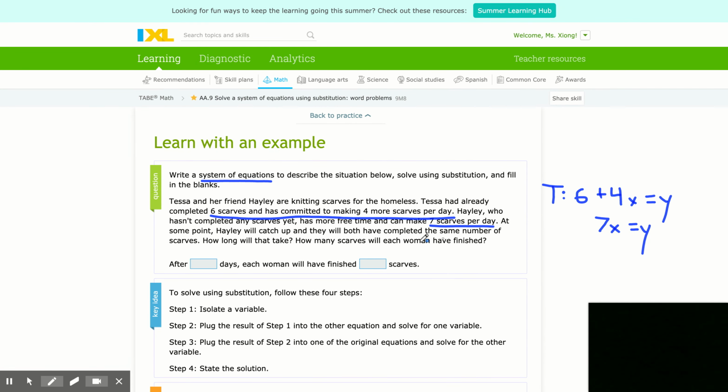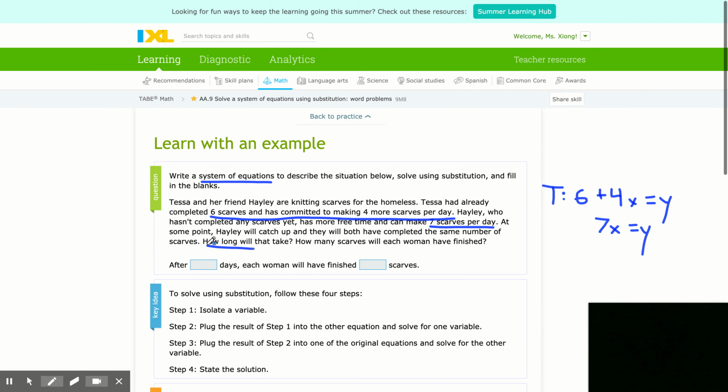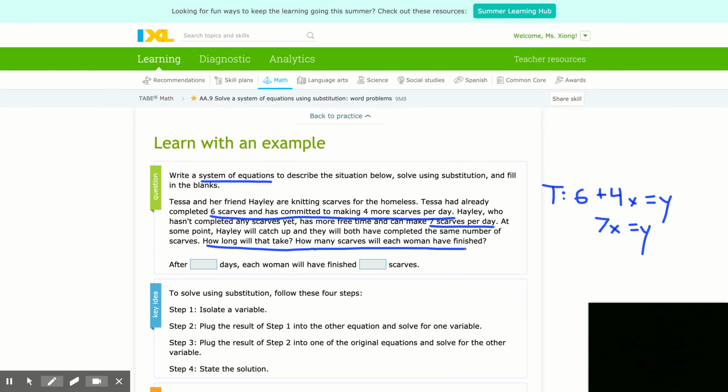7 scarves. At some point, Haley will catch up and they will both have completed the same number of scarves. So how long will it take, and how many scarves will each woman have finished? All right, so we basically need to figure out what's x and what's y.